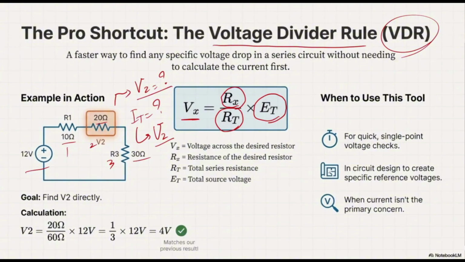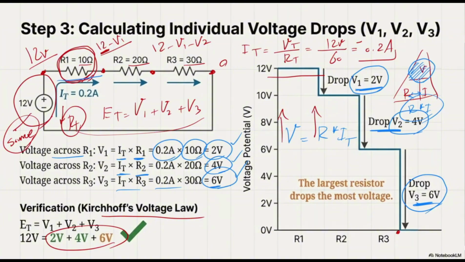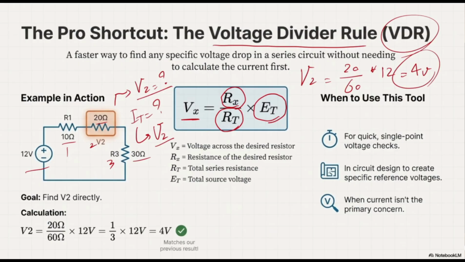So at this point, my V2 would be what? It would be 20 divided by 60 multiplied by 12, which is going to be 4 volts. This 4 volts is the same thing that we just found. This rule is called the voltage divider rule, and it is a very important rule that you have to memorize. Proving that one is not a big deal, but it doesn't make any sense to do it right now. But try to memorize it. Try to think about it intuitively. The more resistance you have, the more voltage drop you face.